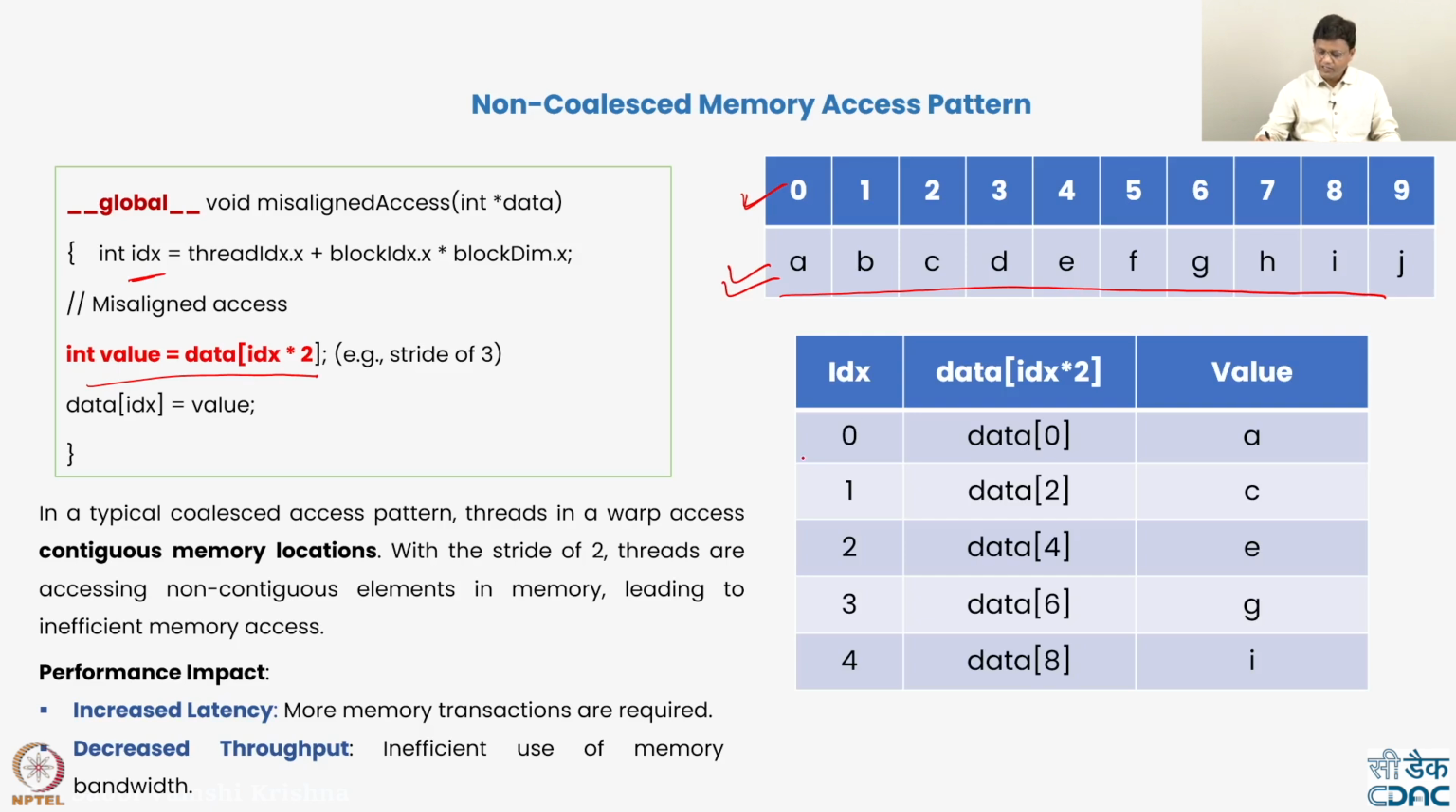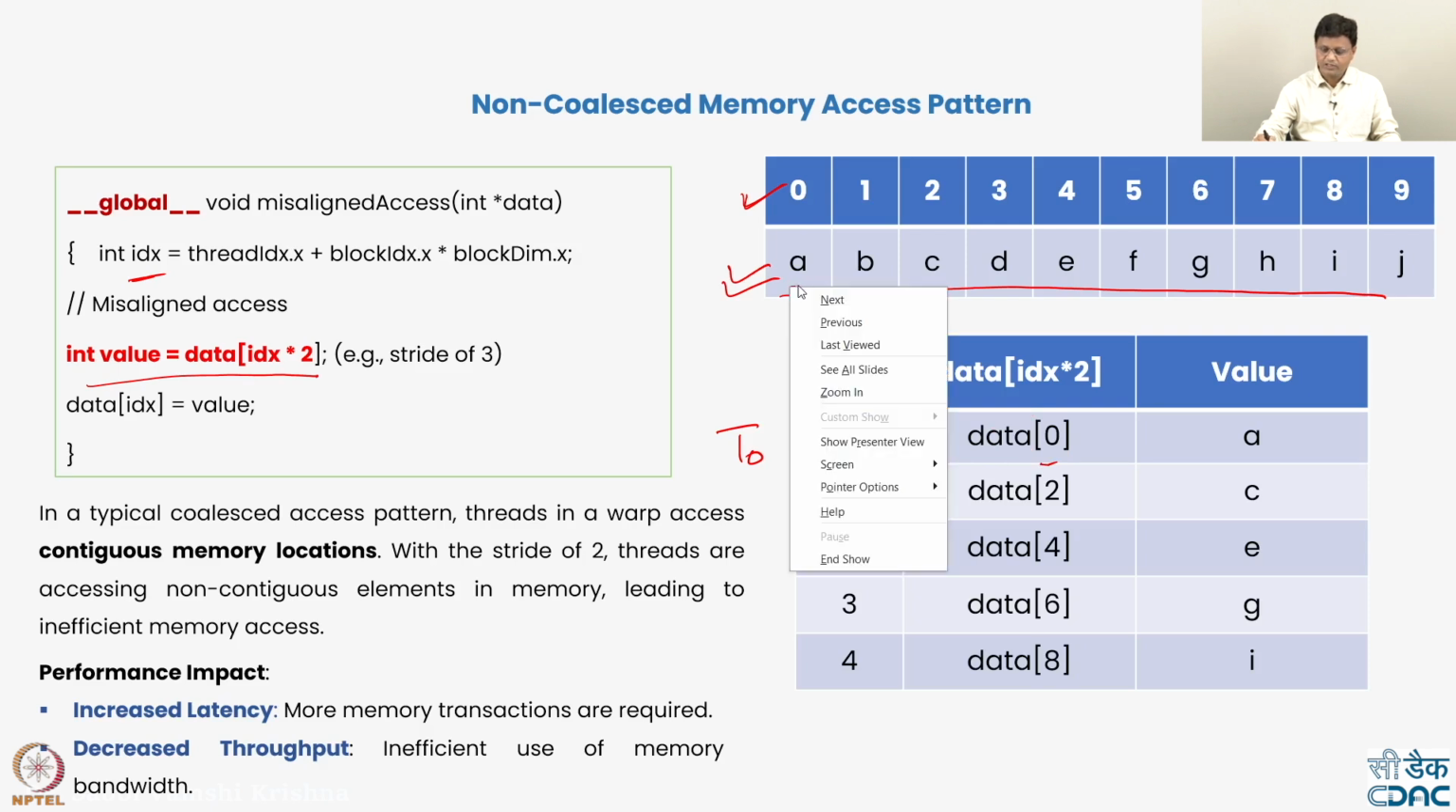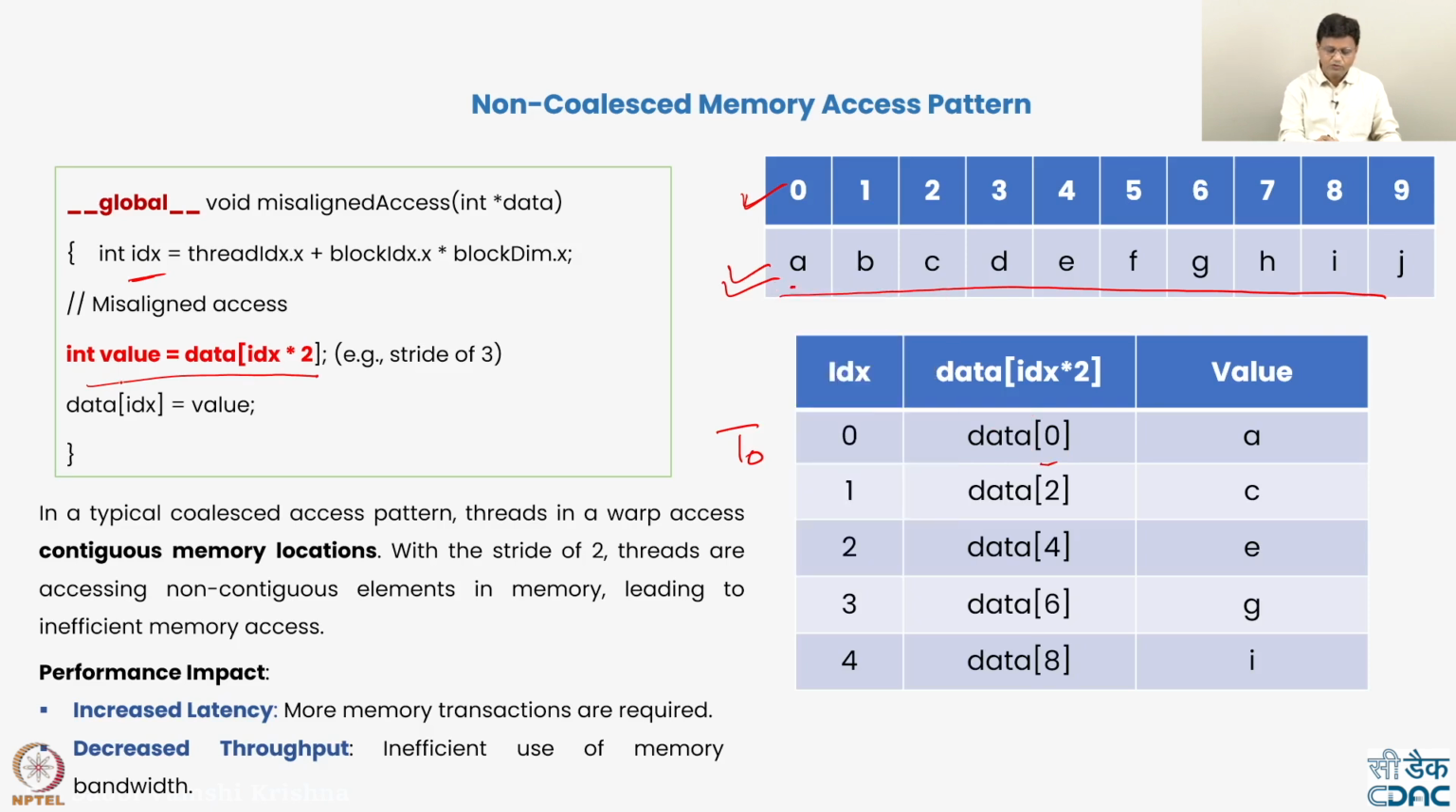Whenever I am dealing with thread 0, its ID is 0, and it goes and fetches the value here. That means I have to go to this particular location and bring the data A which is stored there, and store this data A into the variable value. I have already declared the variable with the name value, and this register is going to store the value A which I got from this memory location.